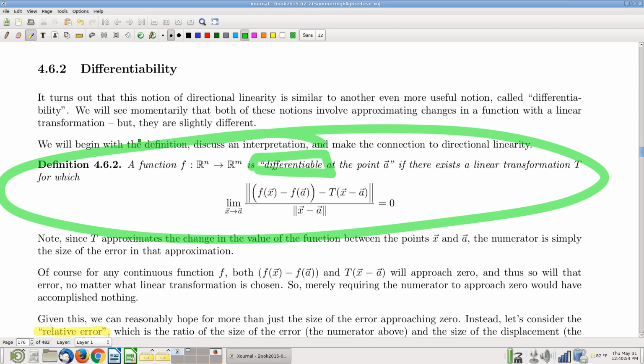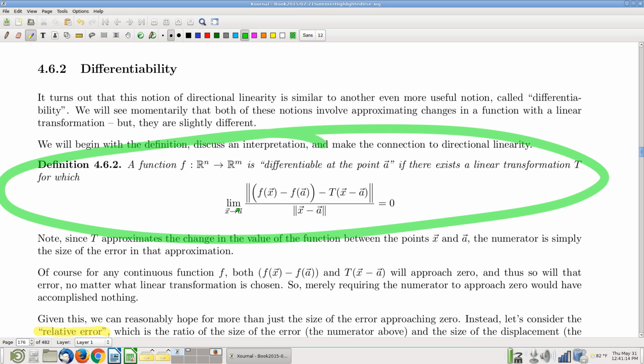We're just kind of saying it in a different way. Now let me walk you through how it is that this statement here actually says that there is a linear transformation that approximates what a function is doing.